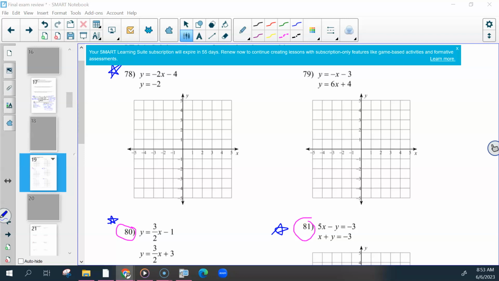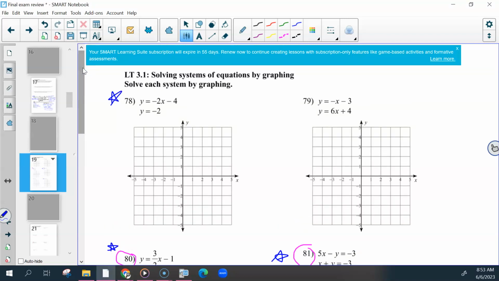So let's start with 78. These are already in slope-intercept form, so we just need to graph them. Start at your y-intercept, -4. Your slope is negative, so we can go up to the left 1 as many times as possible. If we could go down to the right 1, we would also do that, but in this case we can't. Draw the line, connect all your dots.